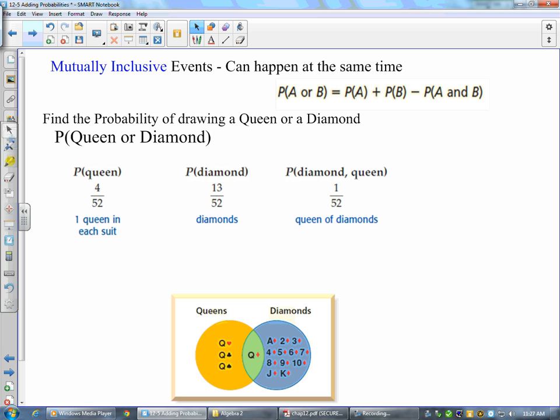Okay, now, events that are not mutually exclusive can happen at the same time. So if I give you the probability of drawing a queen or a diamond, you can have a queen of diamonds. So if I look at here, there are 4 queens.